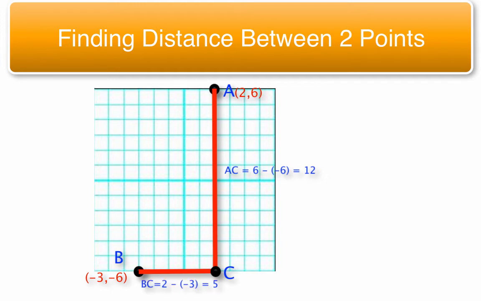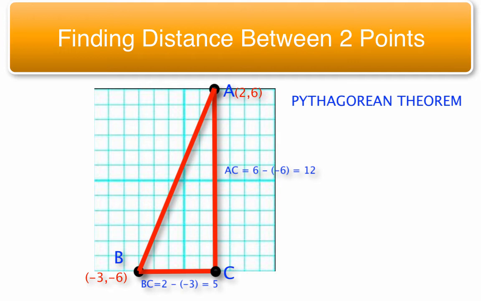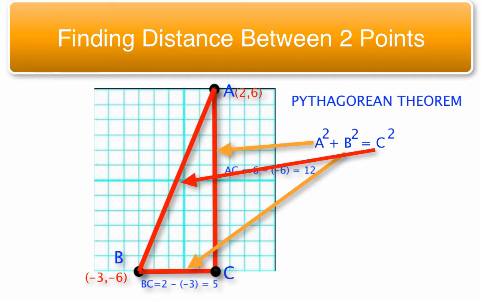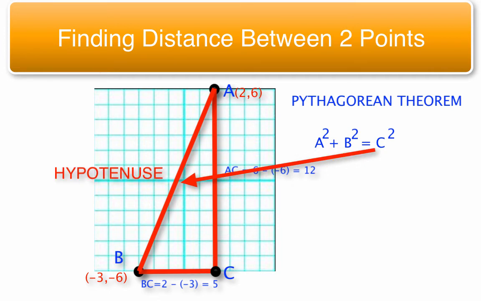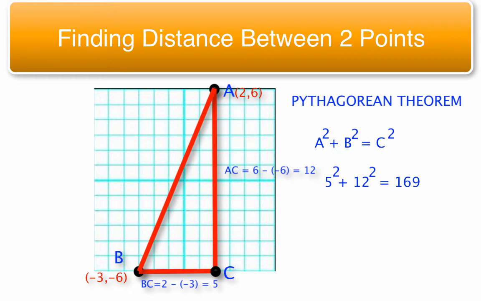Connecting the points creates a right triangle, so borrowing an idea from another Greek mathematician, Pythagoras, we can use the Pythagorean theorem to calculate the length between our 2 points. The Pythagorean theorem states that a squared plus b squared equals c squared, where a and b are the legs of the triangle and c is the hypotenuse, or in our case, the distance we wish to know. For our example, 5 squared plus 12 squared equals 169. So c squared is equal to 169, which means c is 13. And that is the distance between points A and B, which we would write like this.